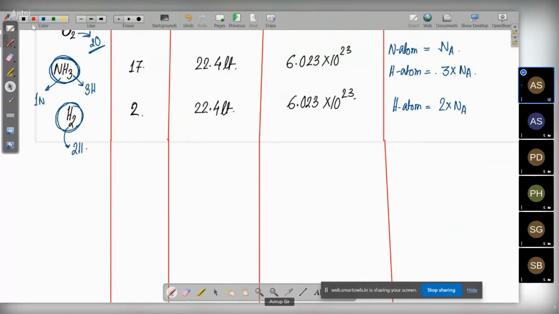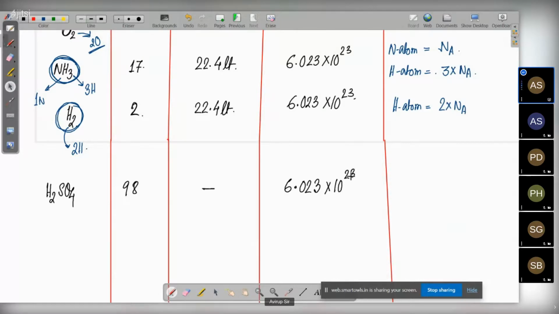Okay, then we can take even more examples. Suppose H2SO4. The molecular weight of sulfuric acid is 98. If you calculate it, you will see that it will always come to 98. Now, sulfuric acid is not a gas, so we are not considering the volume. But 98 grams of sulfuric acid has Avogadro number of molecules.